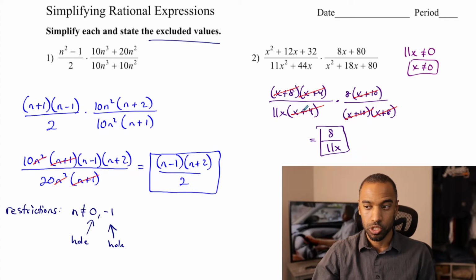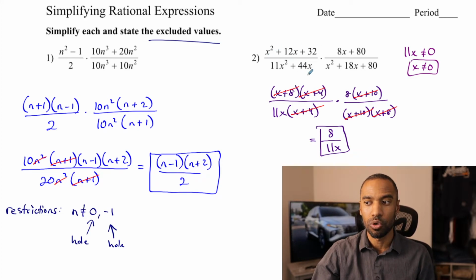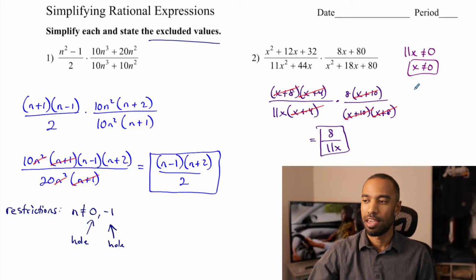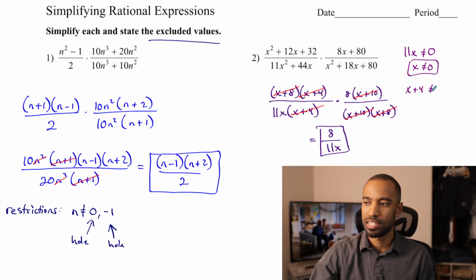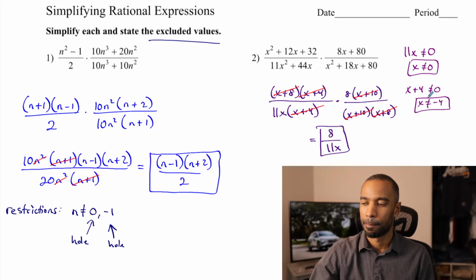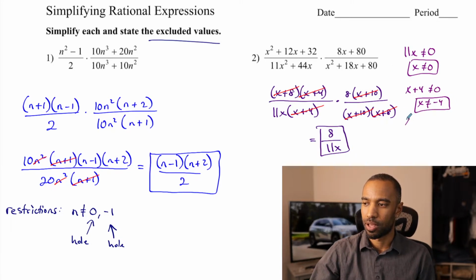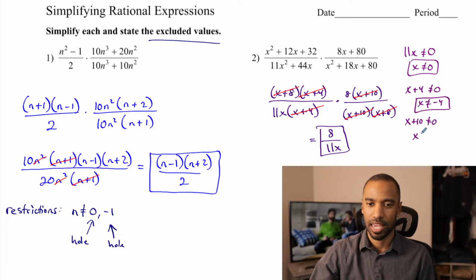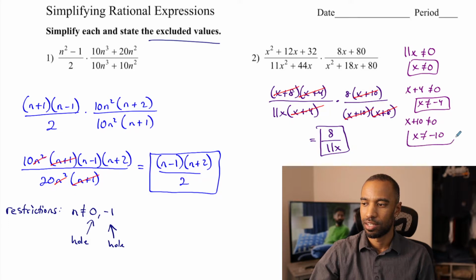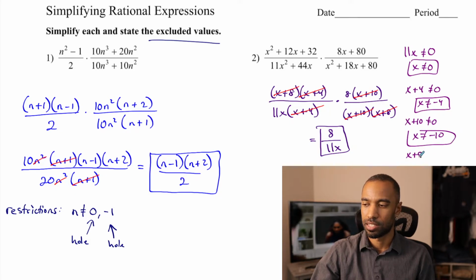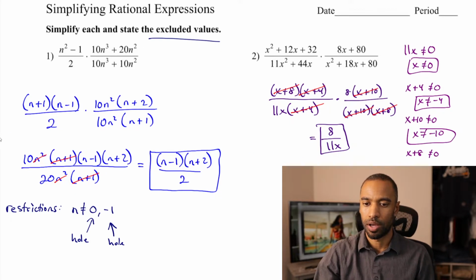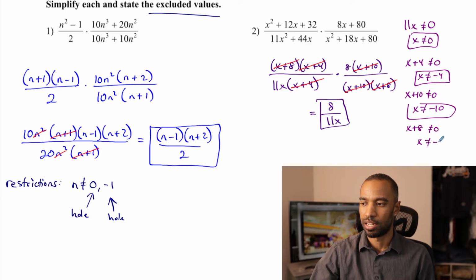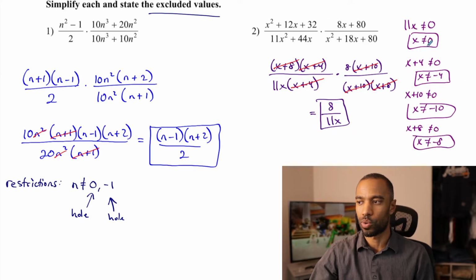Notice the ones that cancel are also problems, right? Because they're problems for the original expression. If x plus 4 can't equal 0, then x can't equal -4. And if x plus 10 can't equal 0, then x can't equal -10. And if x plus 8 can't equal 0, well then x can't equal -8. So you can see all the restrictions here.